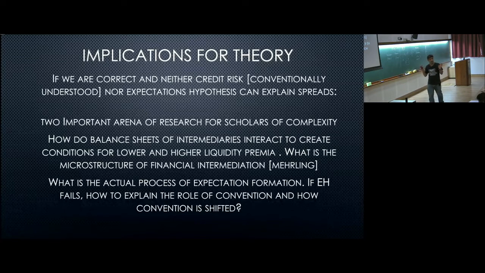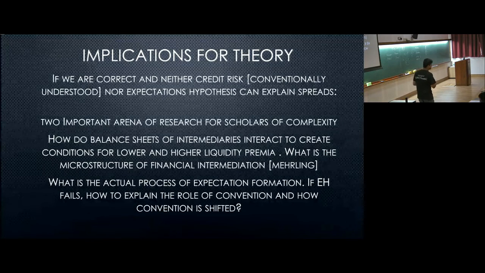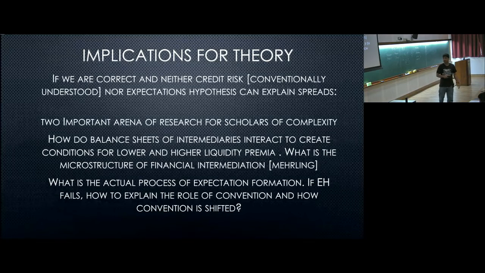I gave a very broad brush argument that conventions are durable, but how does one understand that from the microstructure? How does one understand that from the interlocking balance sheets of each of the financial firms that we're talking about? What's the actual process of expectation formation? If the expectations hypothesis fails, how do you explain the role of convention and how convention is shifted? At what point does having short policy rates for a long time actually change the convention, and people start believing it and therefore pulling down the long rate? That's a very difficult question which scholars of complexity have to understand.